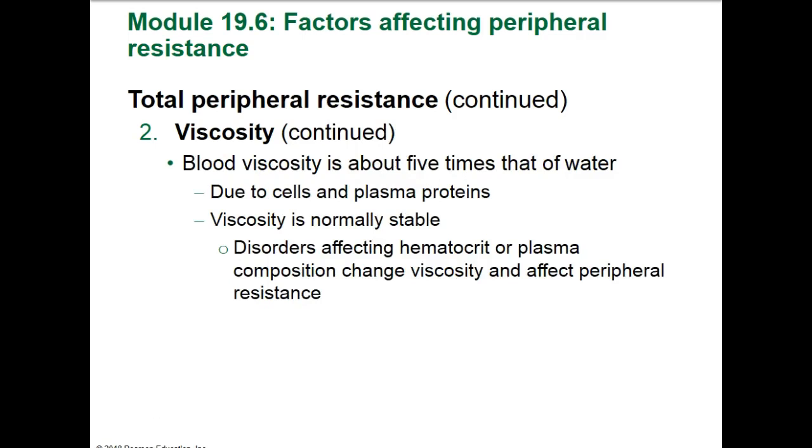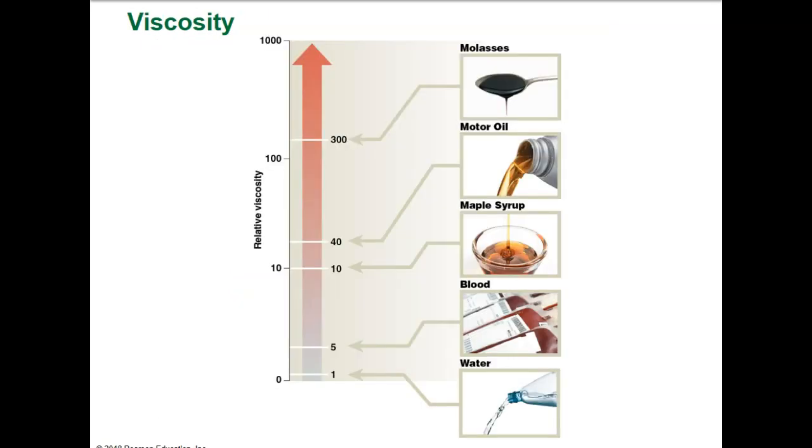Blood viscosity is about 5 times water. That's because of the cells and plasma proteins in it. Your viscosity is normally pretty stable. Blood disorders can affect the hematocrit or the blood plasma composition, changing the viscosity, and therefore affecting the peripheral resistance. So this chart shows you relative viscosity.